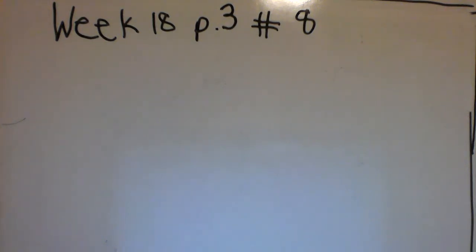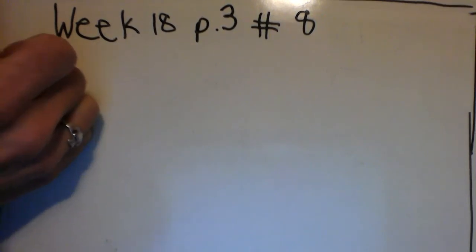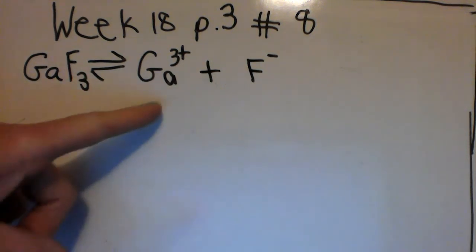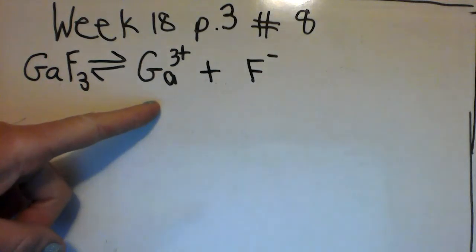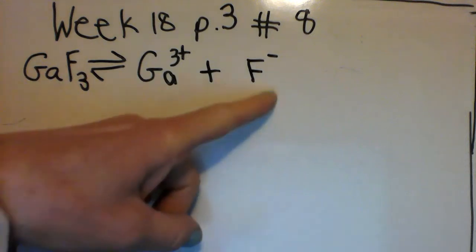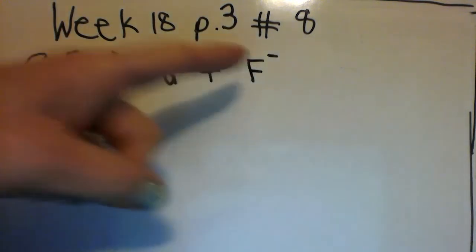The first thing that we do is write an equation for the dissolution of gallium trifluoride in solution. In other words, we're going to write an equation for what happens when gallium trifluoride is dissolved in water. We see that gallium trifluoride dissolves and separates into 2 ions, a gallium ion and a fluorine ion. Gallium ions have a charge of +3, fluorine have a charge of -1.